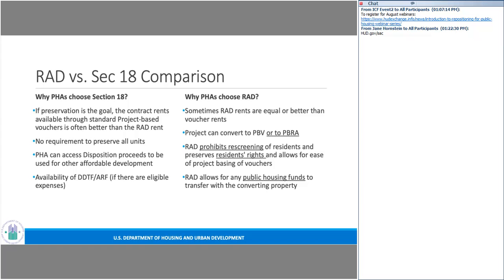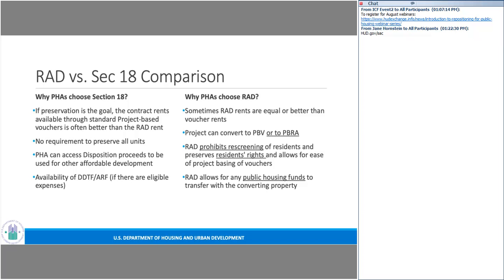So then why do PHAs choose RAD? Well, as we saw in my example, sometimes the RAD rents are equal to or even better than the voucher rents. So that we estimate might happen 20% of the time or so. Sometimes even if that's not the case, RAD still makes sense, but certainly in those 20% of cases, it's definitely worth giving RAD a long, hard look.